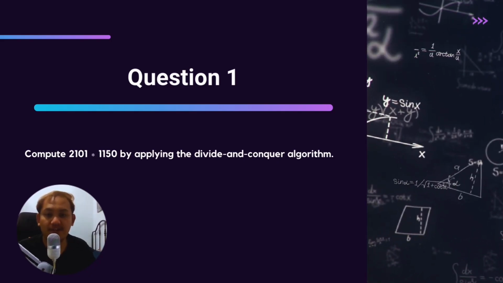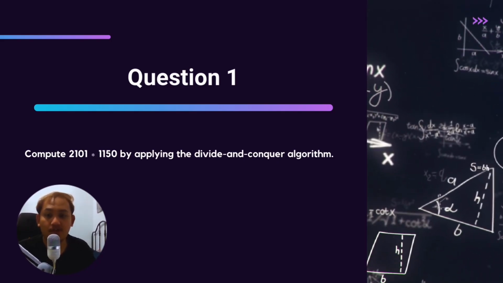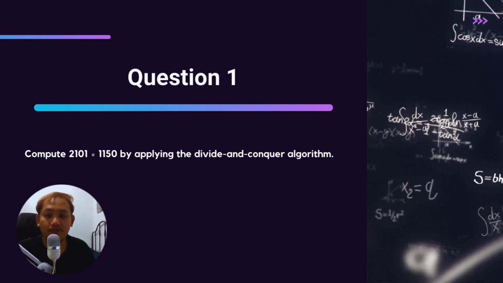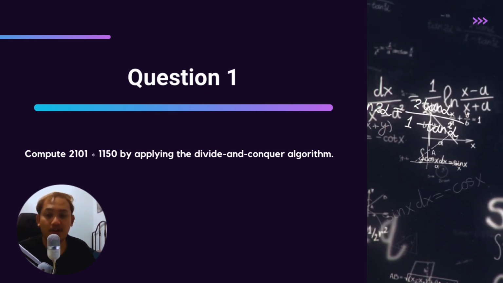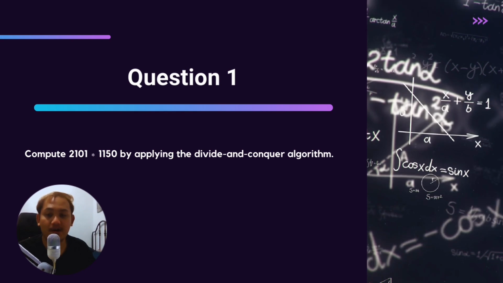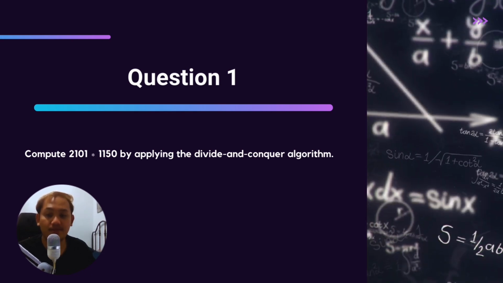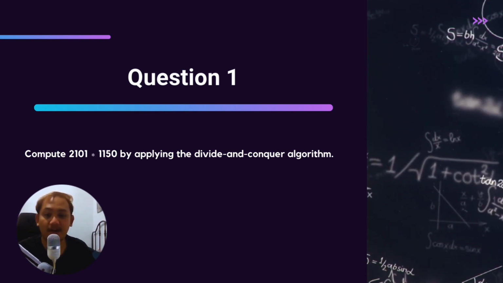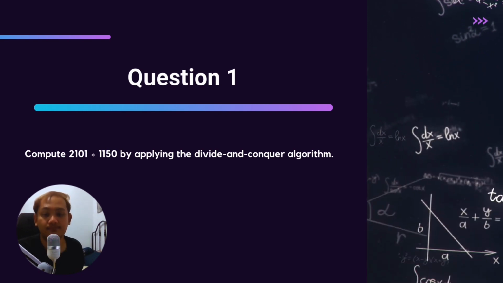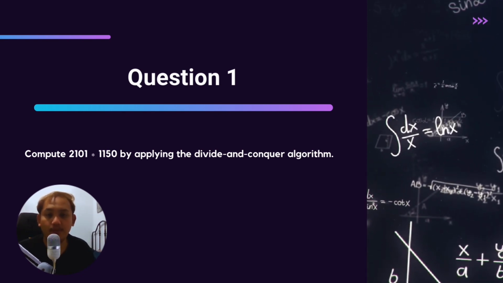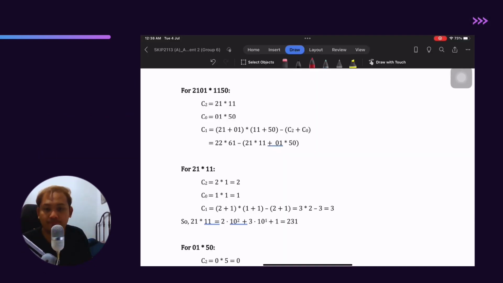So we'll be discussing Question 1. For Question 1, compute 2101 times 1150 by applying the divide and conquer algorithm. To use the divide and conquer algorithm, firstly we need to divide the number.